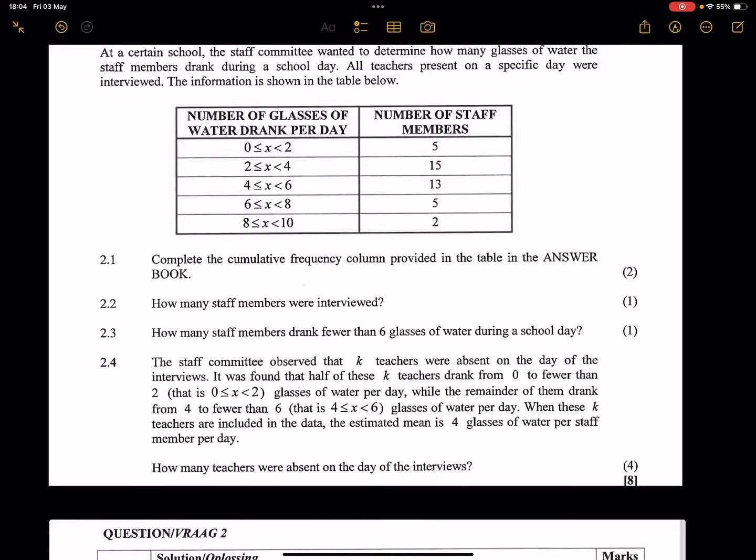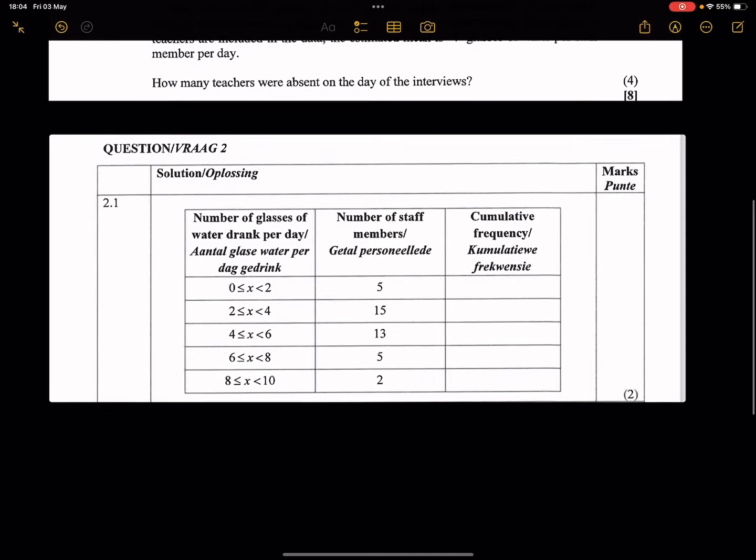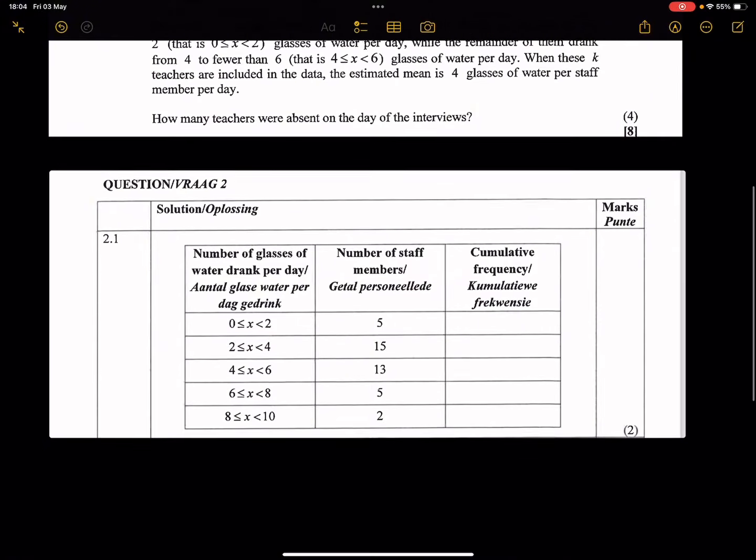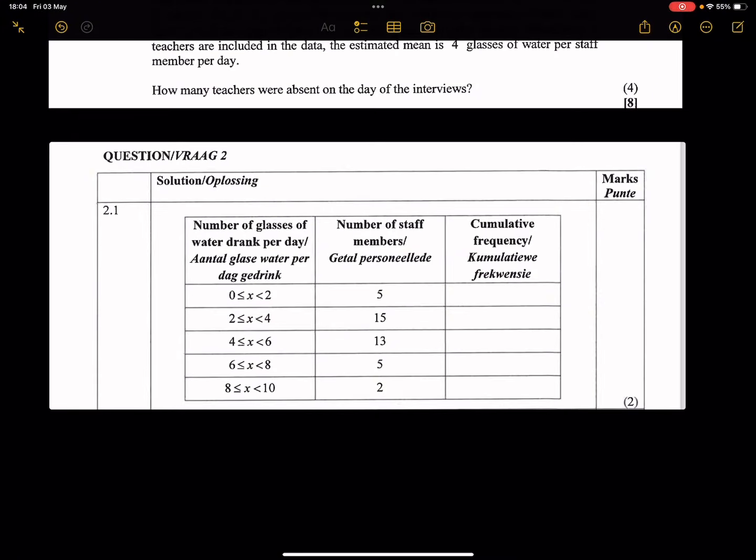So they say to us, complete the cumulative frequency column provided in the table in the answer book. So what I did, I took the liberty to copy the one from the answer book so that we can try and complete it. So remember, how does cumulative frequency work?